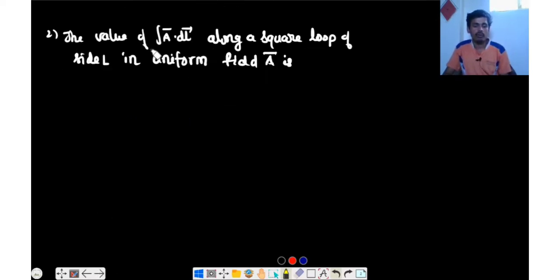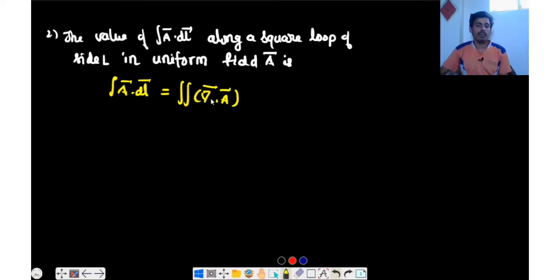The value of the line integral of A bar dot dl bar along a square loop of side L in a uniform field. Already you know a line integral is converted into a surface integral by using Stokes theorem. According to Stokes theorem, the line integral changes to the surface integral of del bar cross A bar dot ds bar.